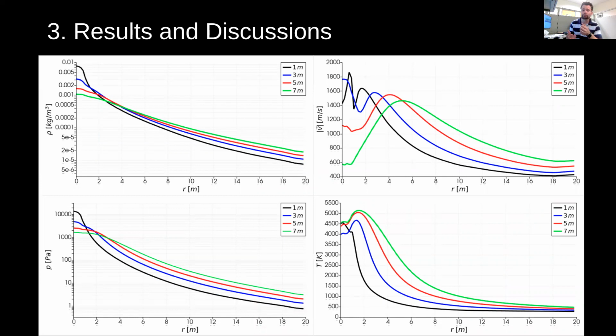For density and pressure profiles, there is an inversion of the order of the profiles. Close to the center line, density and pressure are higher as the lander altitude is lower. As the radial distance increases, pressure and density are higher as the lander altitude is higher. This is basically an effect of how the gas expands in different preferential directions as the lander descends.